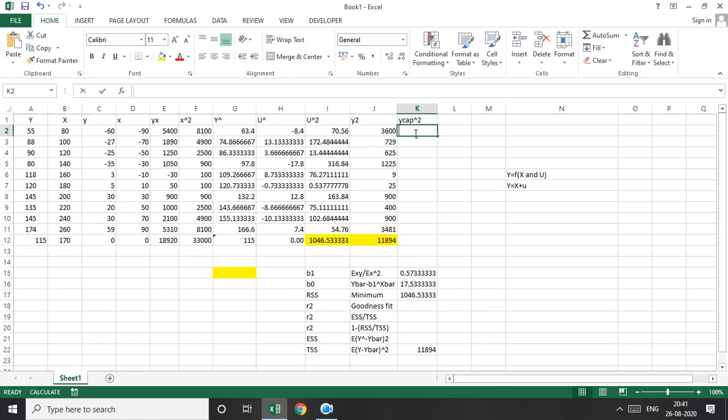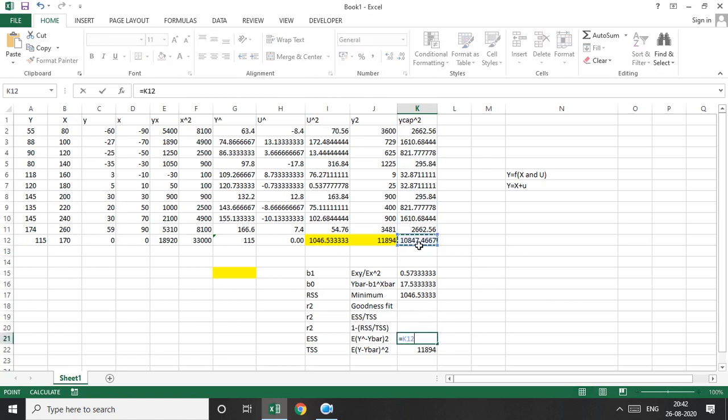So what we have to do, you take y cap minus y bar, or y cap bar. Then you square it. Then do it for all. Then you sum it. Then we have got 10,847, sorry, 1,847.